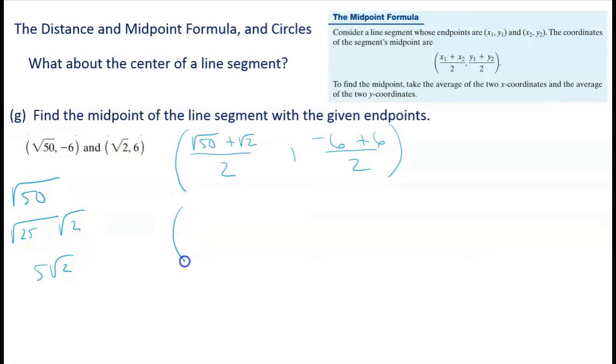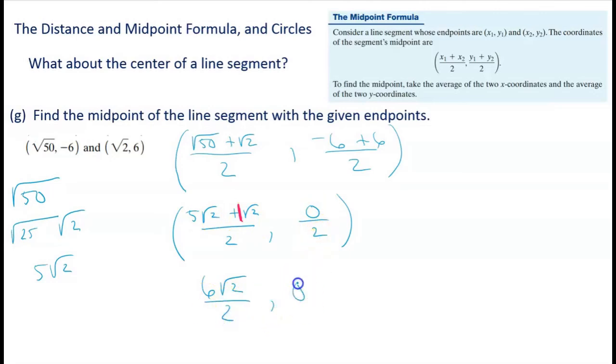So I'm going to replace that and watch what happens. I have 5 square root of 2 plus square root of 2. Then we're going to divide it by 2. And hey, over here on the right with the y's, we can go ahead and say negative 6 plus 6 is 0 divided by 2. And that will be 0 in just a minute. But back to our square roots, our unruly square roots. There's a 1 right there, right? So when I add these square roots together, 5 square root of 2 plus 1 square root of 2, that is 6 square root of 2 divided by 2.